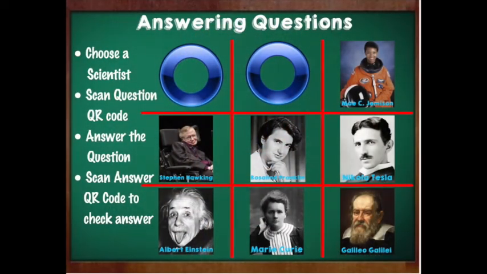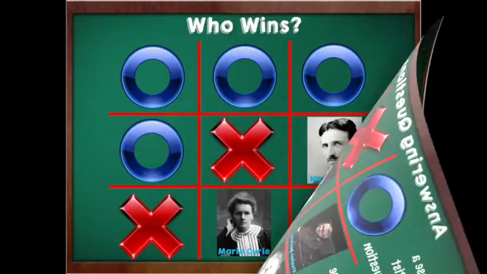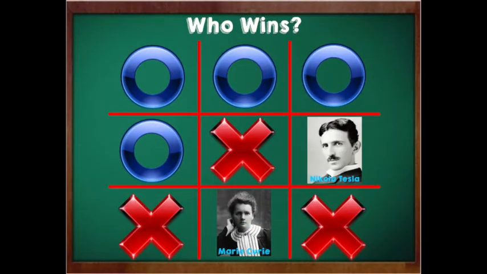If the answer is correct, the student will place their marker in the spot. If the answer is incorrect, the other student will place their marker in the spot. The game will continue until X's or O's win. Students can play for a designated amount of time or to the best out of 3.